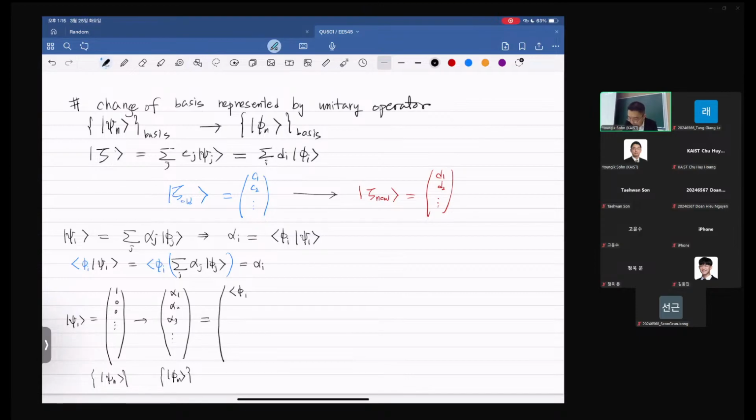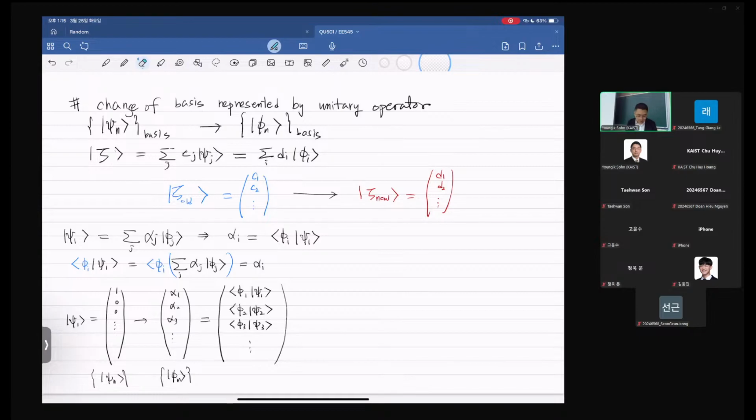And then the alphas we already calculated: phi 1 psi 1, phi 2 psi 1, phi 3 psi 1. I'm just doing the simplest example of psi 1. I want to write down psi 1 in the phi basis. That's how you calculate it.